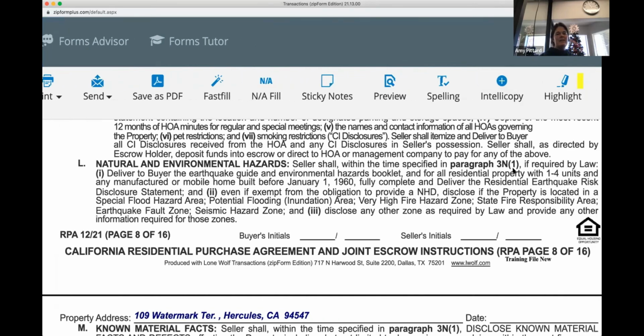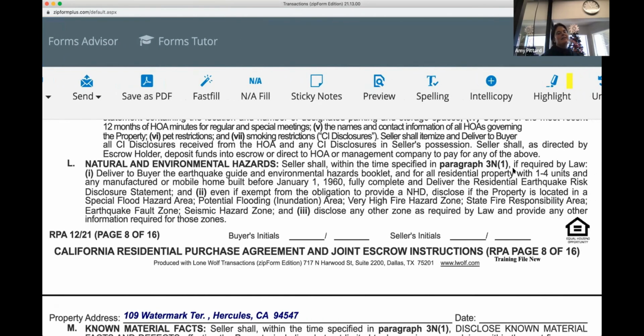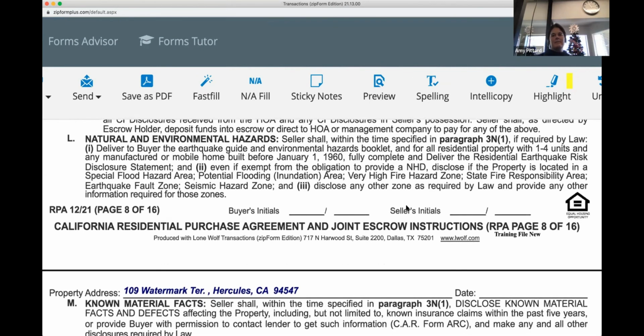So we are picking up on page 8. It's section, I believe, 11L. Yep, 11L, the natural and environmental hazards. Okay, so that's where we're picking up.